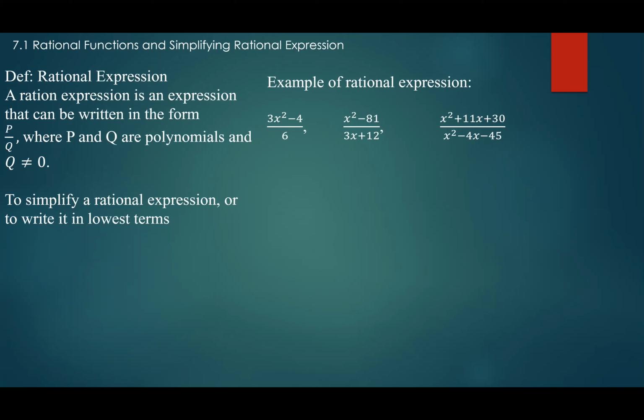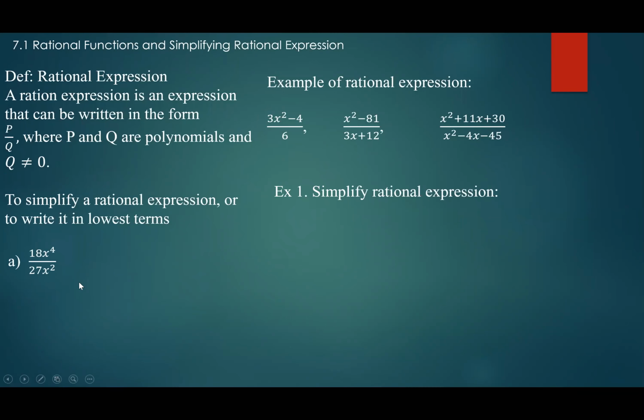Our task now is not to identify whether it's a rational expression or not. The first thing that we need to do is simplify your rational expression, and to simplify your rational expression is basically to reduce the item to the lowest terms. For instance, if we don't have the x to the 4 and x to the third, and let's say your problem is only 18 over 27, what do we do if we have 18 over 27?